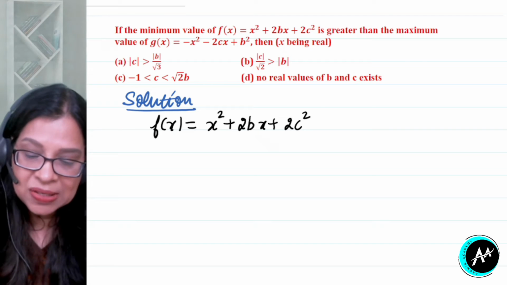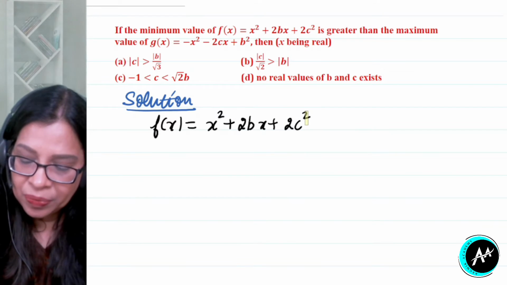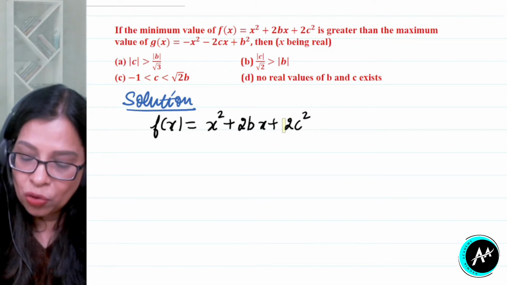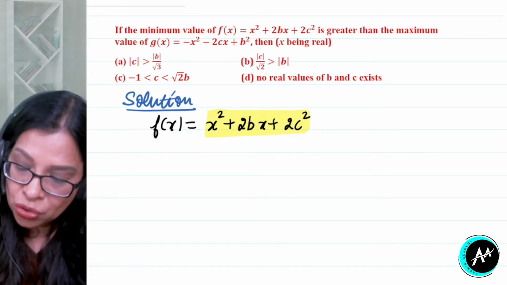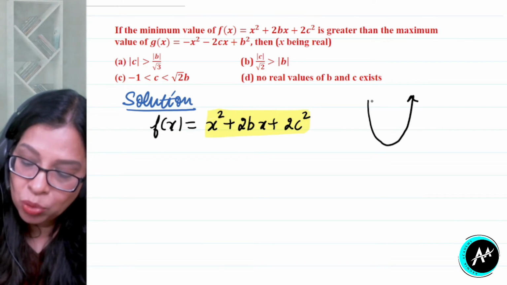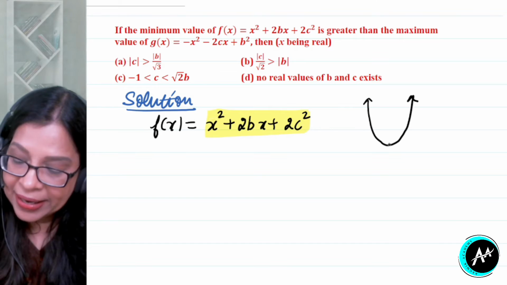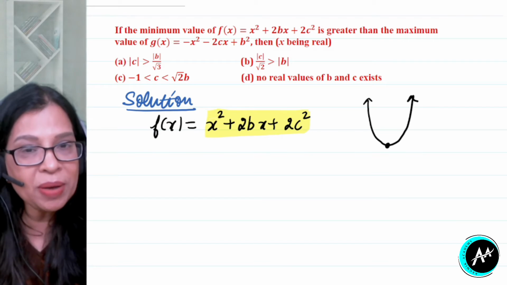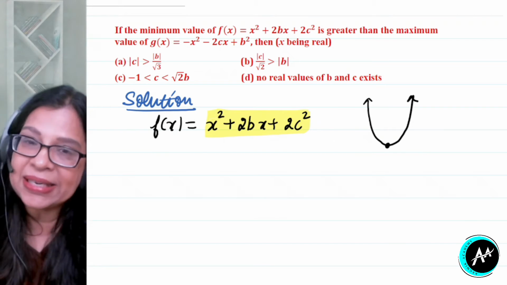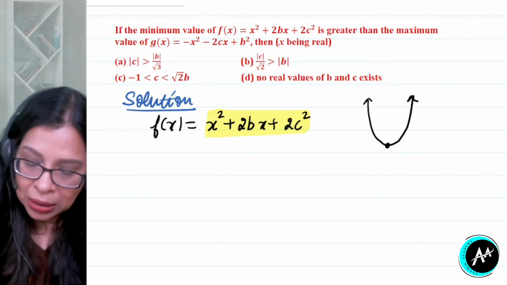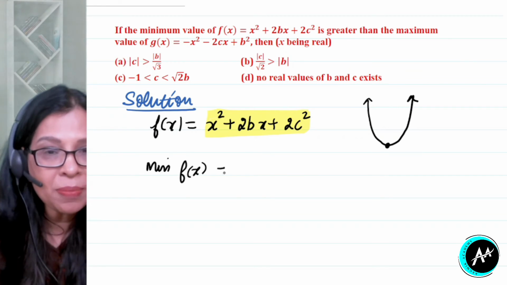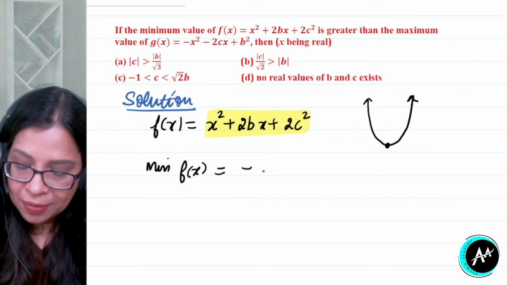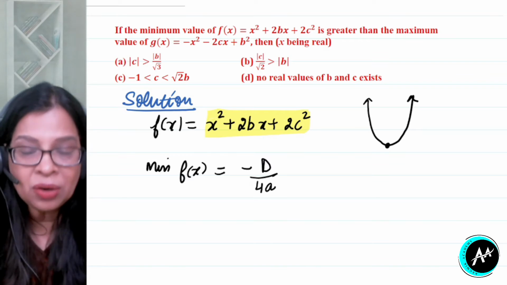Now you can see this part is a quadratic expression, and also observe that the coefficient of x square is positive. That means it represents an upward parabola, so we can obtain its minimum value. What will be the minimum value? Minus D upon 4a, as we have done. So let us write minimum f(x). Minimum f(x) is going to be minus D upon 4a.